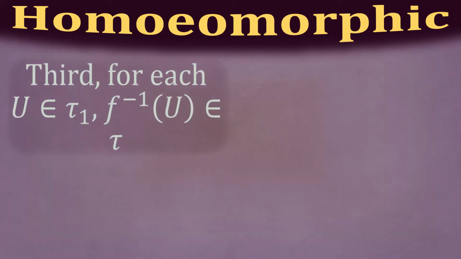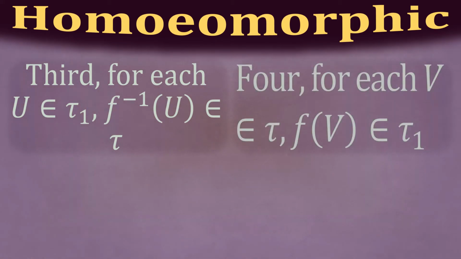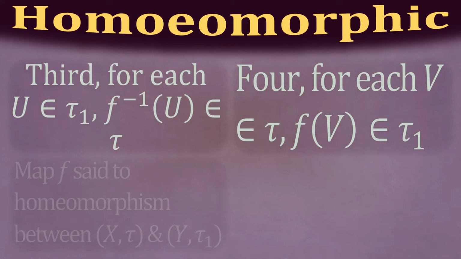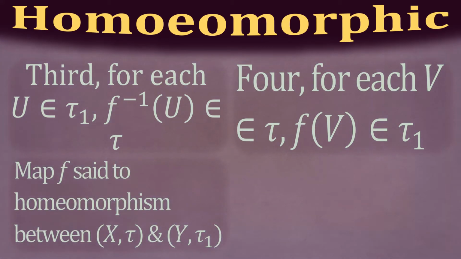Third, for each u in T1, the pre-image of u is in T. Fourth, for each v in T, the image of v is in T1. Further, the map f is said to be a homeomorphism between X with T and Y with T1. We use this notation.